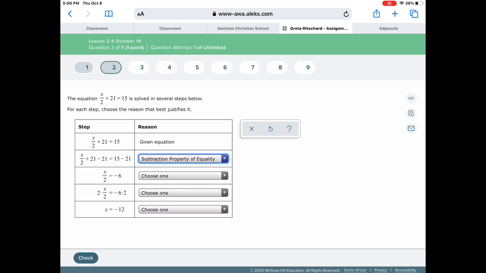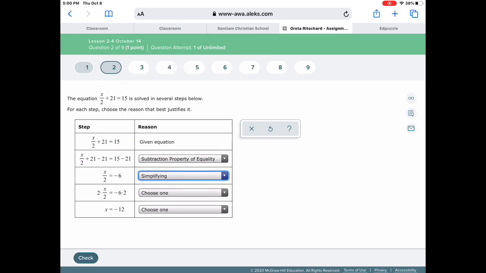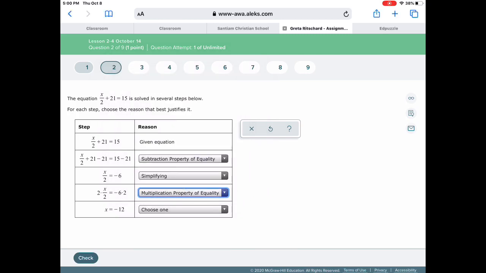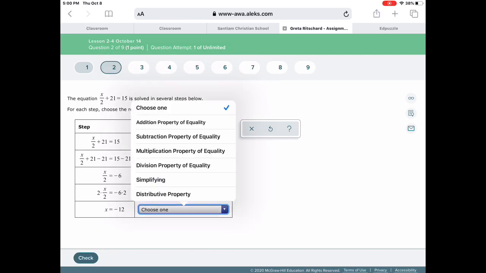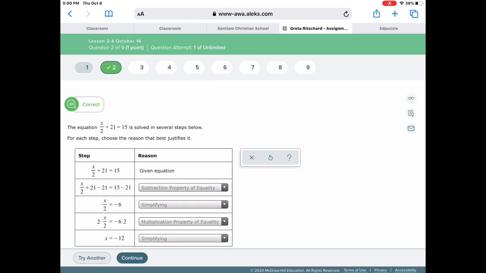So we've obviously simplified some things, right? Let's see what they call that. Well, we'll just call it simplifying. And then multiply by 2, that is the multiplication property of equality. And then again, it looks like we've done some simplifying. You can check that. Yay.